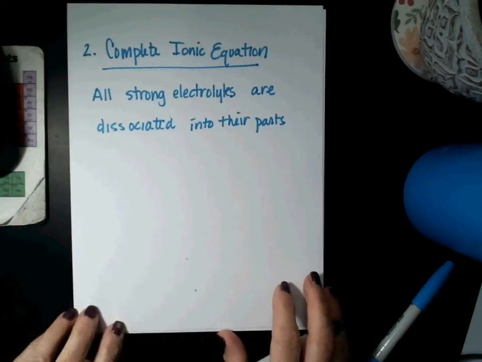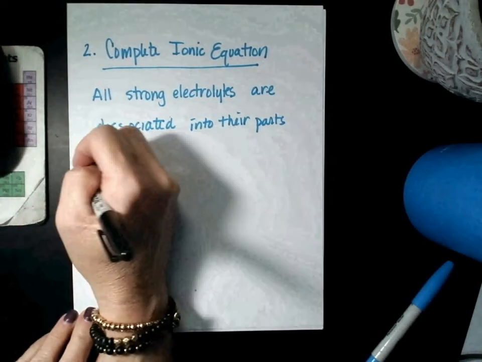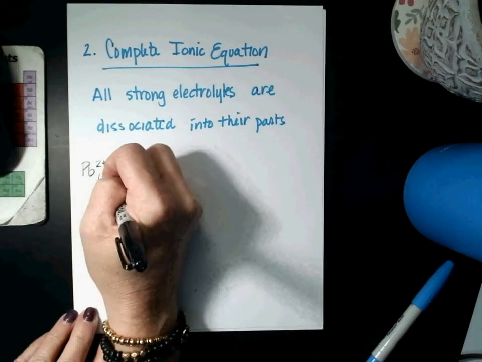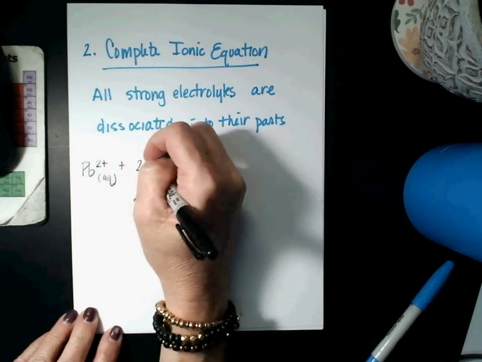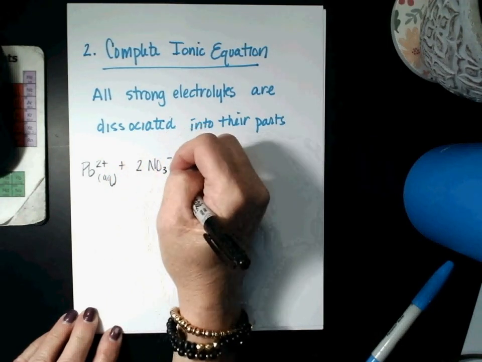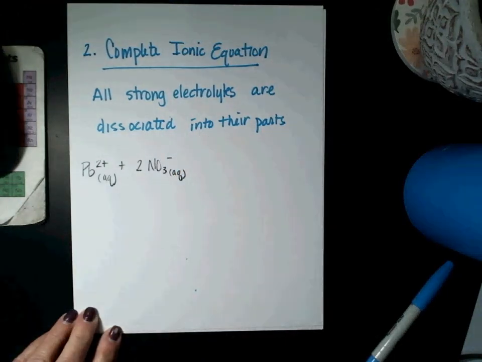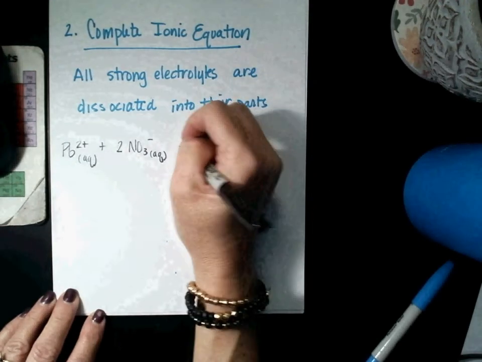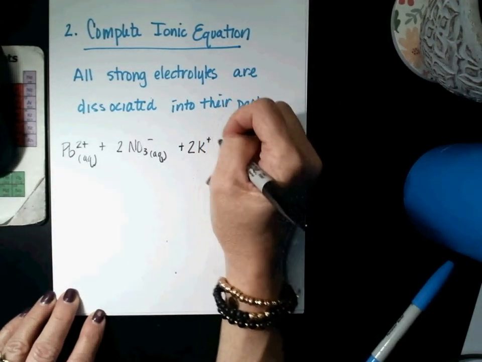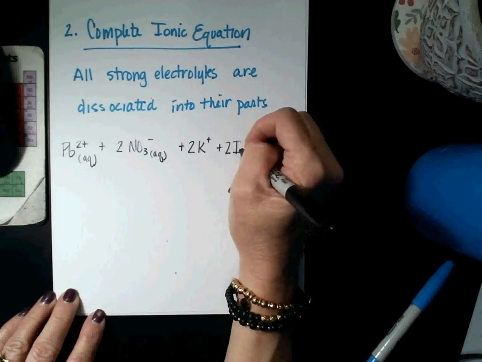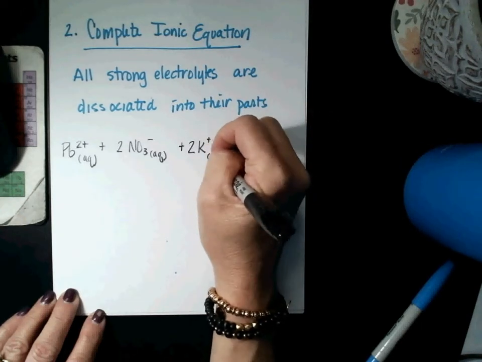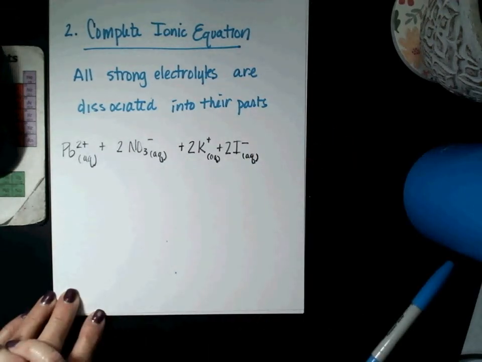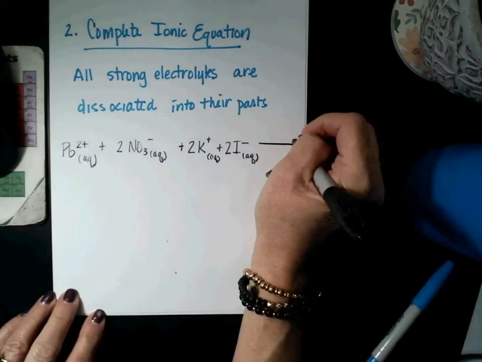I would take that whole reaction, which I can't show both of them at once, but you've got it in your notes. And I would have Pb2+ (aq) plus 2 NO3- (aq). All I did was separate the first compound, plus 2 K+ plus 2 I-, and both of those were also aqueous. So I've taken it and separated it into its ions.